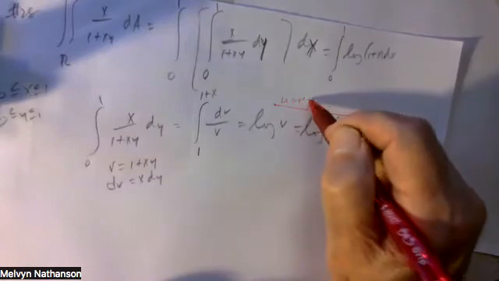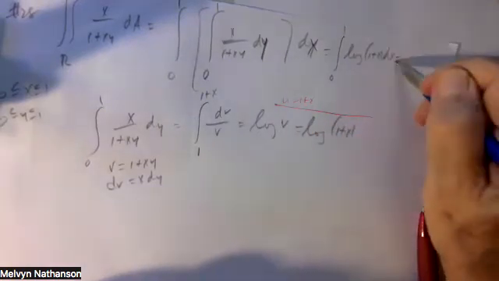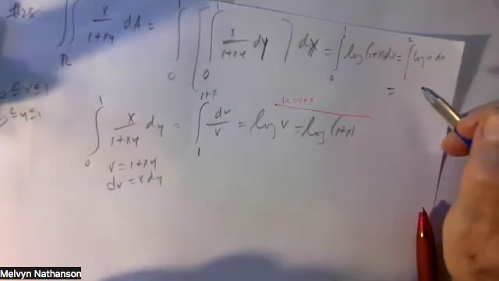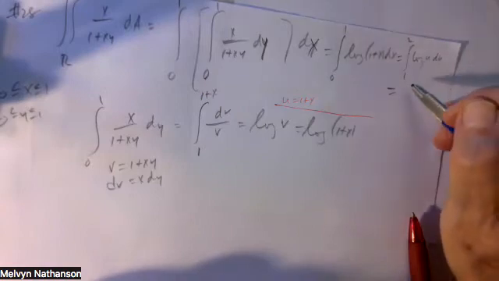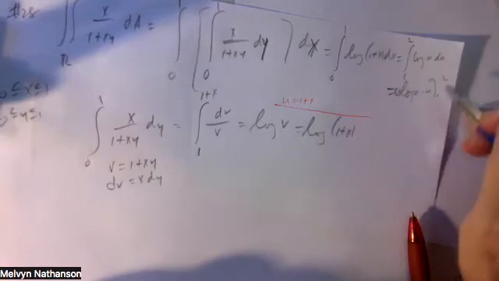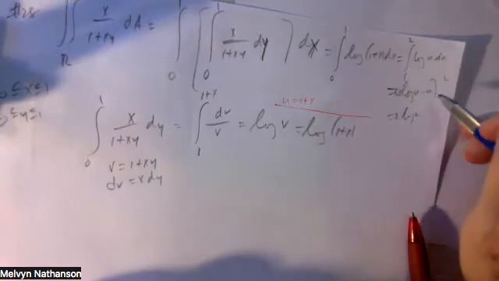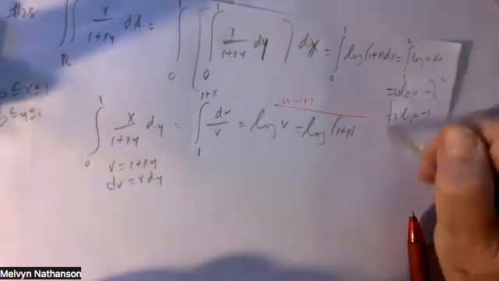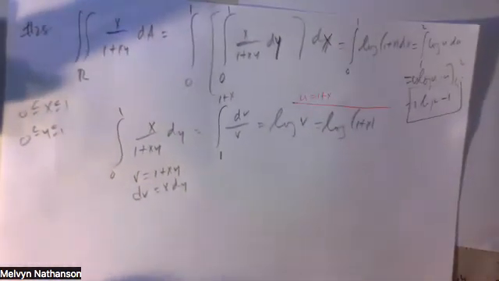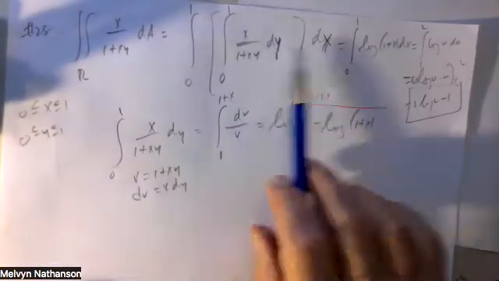If I let u equal 1 plus x, this is the integral from 1 to 2 of log u du, which is u log u minus u from 1 to 2, which is 2 log 2 minus 2 plus 1, which is 2 log 2 minus 1. Yeah, minus 1.